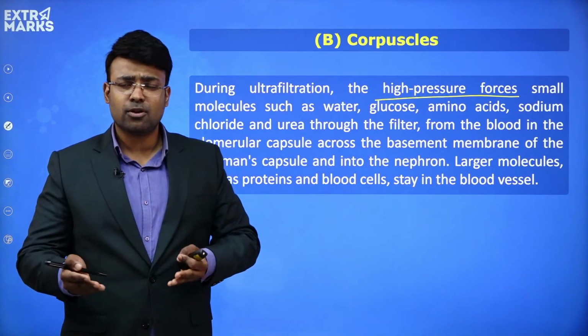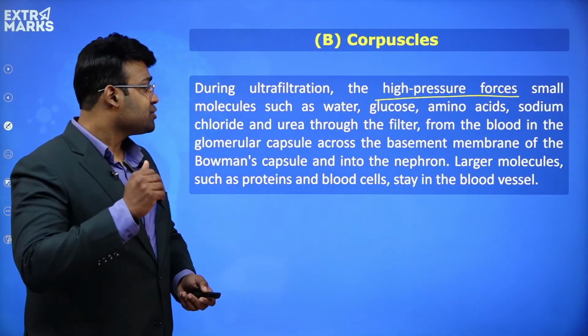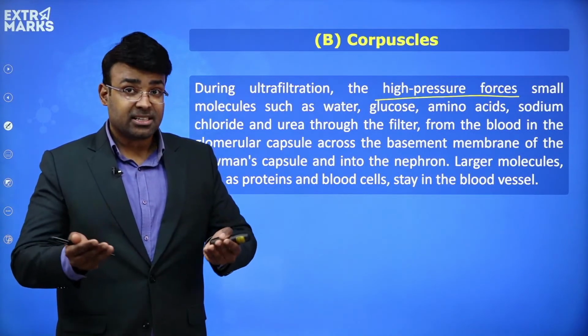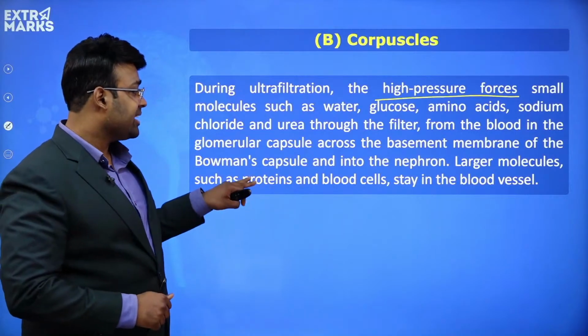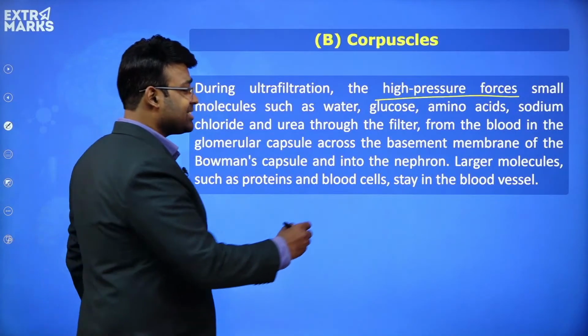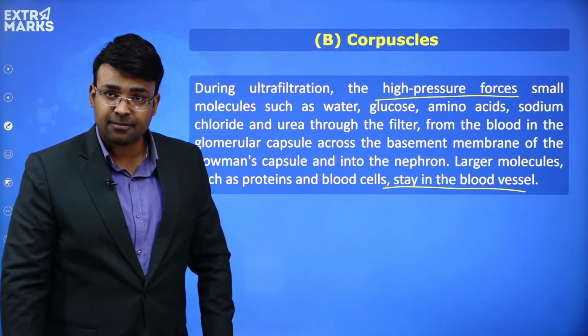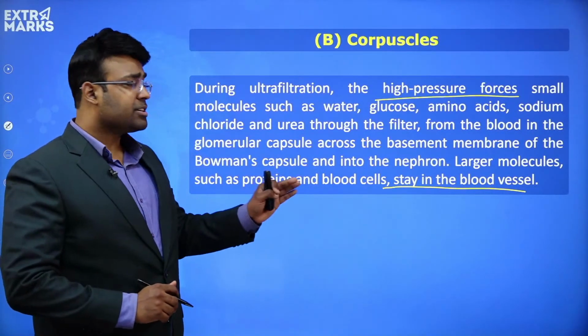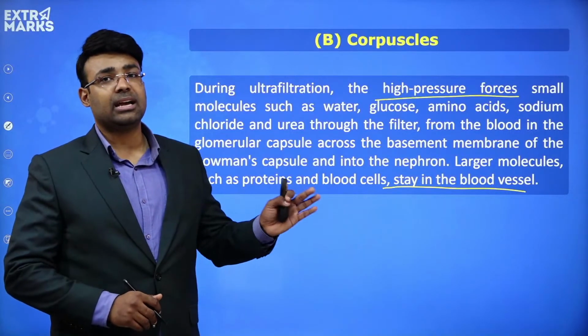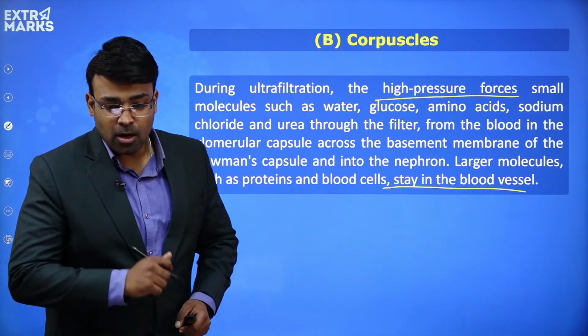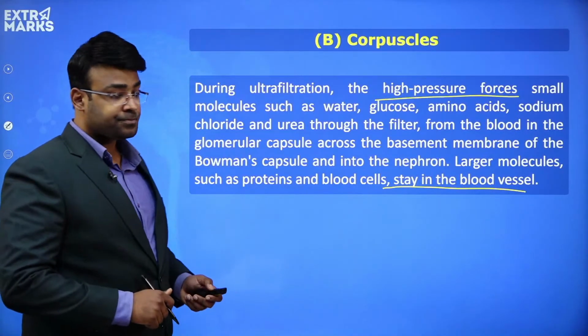They all get filtered from the blood, and the things which do not get filtered are basically the larger molecules, that are the proteins and the corpuscles. They do not get filtered and they stay in the blood vessels itself. Clear everyone? So what do not get filtered out? They are the corpuscles. I hope this point is clear to all of you. Alright, let's move on everyone.